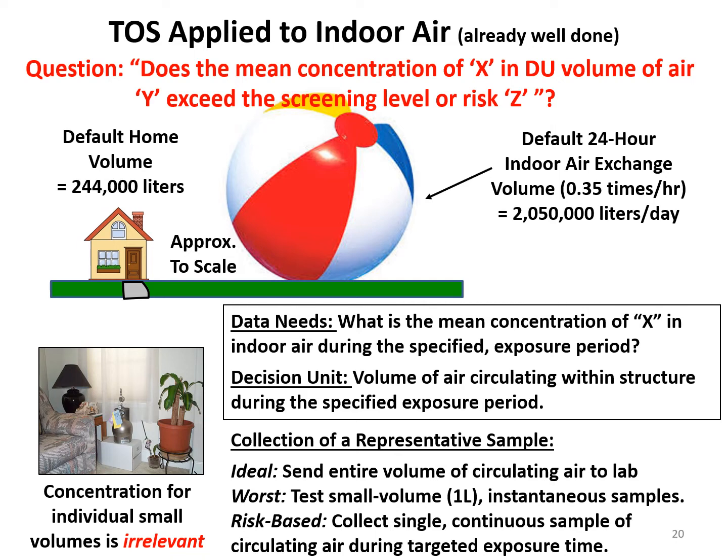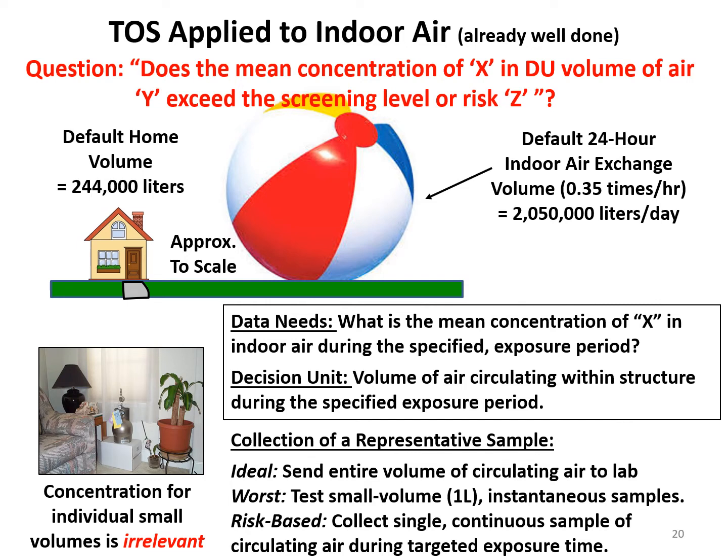So again, what are your data needs, or what's the mean concentration of X in indoor air during the specified exposure period? That's what the risk assessor would ask the people in the field to go out and get information and tell me that. So what's my decision unit? The decision unit is the volume of air circulating within the structure during the specified exposure period. Now, typically for chronic risk, we look at years, 6 years or 24 years or something. But for a quick snapshot of what's going on at the place, we can just look at 1 day volume of air, or a few days of volume of air going through the house.